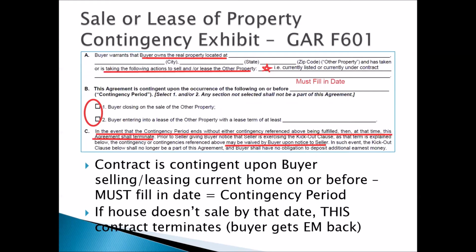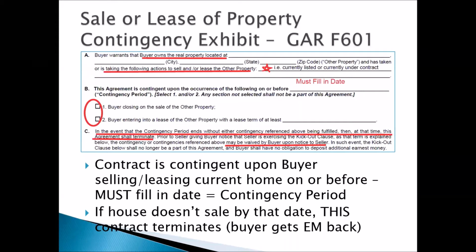For example, home is currently listed. Home is currently under contract. Home is under contract and we are past due diligence period. Whatever steps the buyer has taken with regards to eliminating this contingency to go through with the purchase of the new home. Now, you have to fill in the date. Don't leave this blank. I don't know why we see this blank on a lot of contingency exhibits, but you have to fill it in.